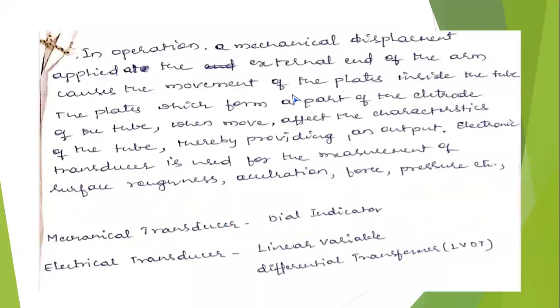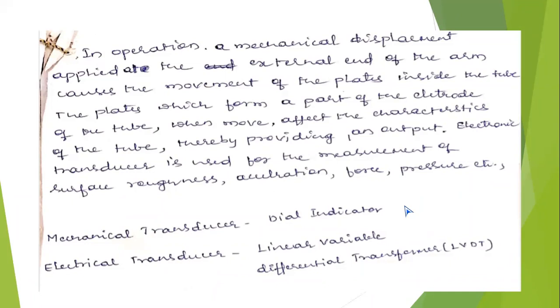The next topic of this module is the mechanical transducer. All of you studied and performed the experiment using the dial indicator, that is, measurement of paper. After the classes start, you have an experiment in the metrology lab to study the performance characteristics of the linear variable differential transformer. This is the electrical transducer.